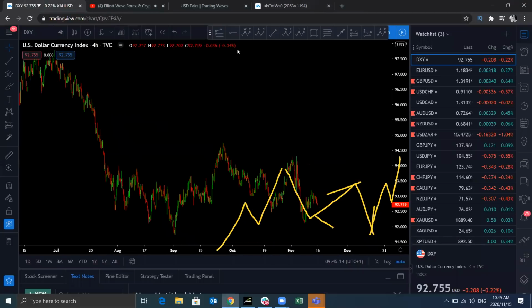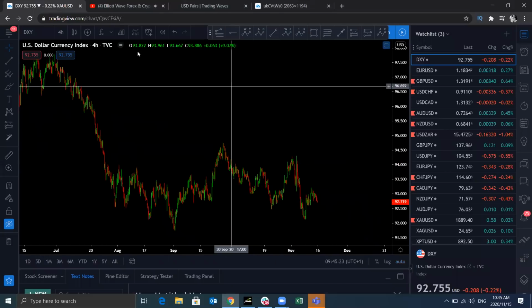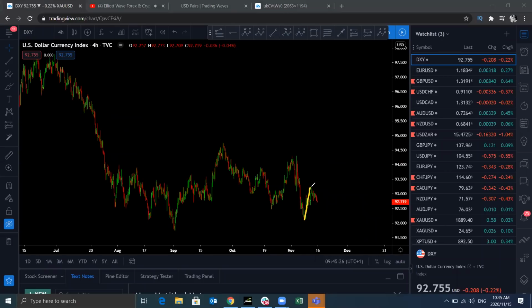Let's have a look at the current chart. Let's clear everything there. So we've made a small move to the upside, just like we did with the euro. So this is the move that we're expecting. Is this now going to take the top here and drop? That is what we're looking at on the DXY and Euro US dollar.